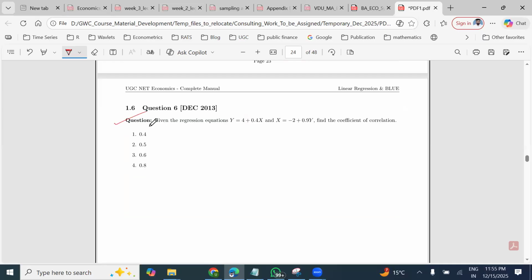Now question number 6. Given the regression equation y is equal to 4 plus 0.4x, x is equal to minus 2 plus 0.9y. Find the coefficient of correlation. So first of all, yesterday I told you y on x. When I write like this, y is the dependent variable, x is the independent variable. In this case, when I am running regression x on y, then x is your dependent variable and y is my IV, not instrumental variable, independent variable.